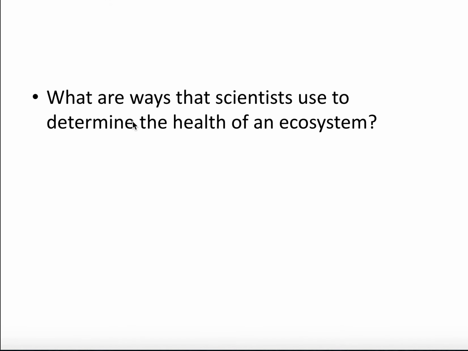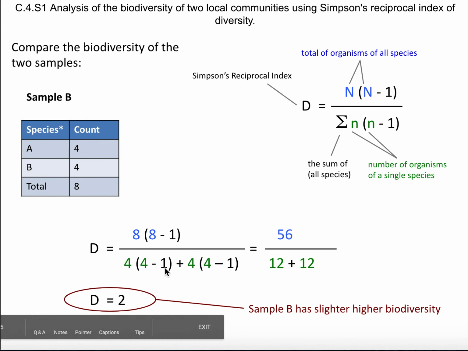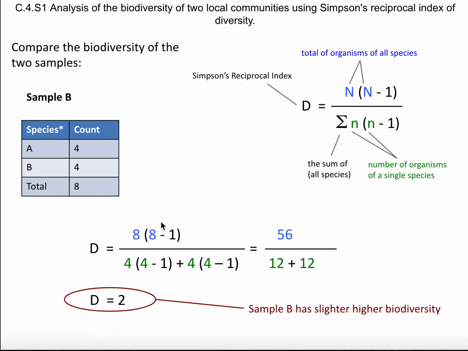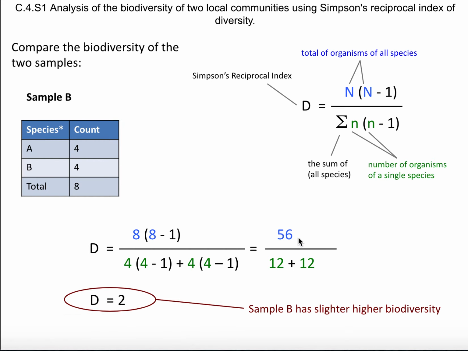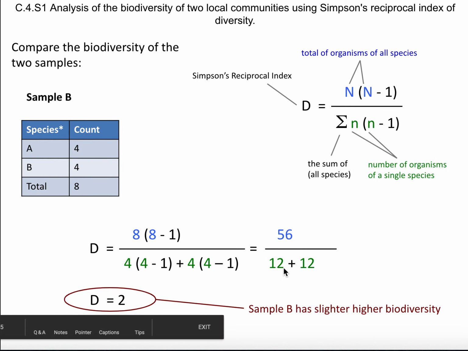So it was 4. 4 minus 1 is 3, times 4 is 12. So there's that. Plus the next species, B: 4 minus 1 is 3, times 4 is 12. So that's going to be 24. So 56 divided by 24, because it's the sum of these two, is going to give us D, which is equal to 2.